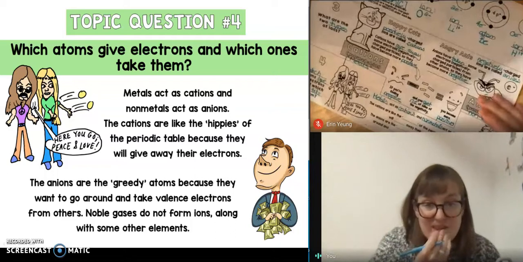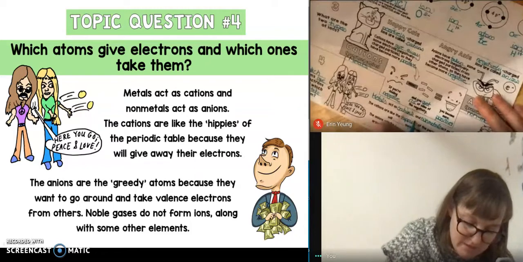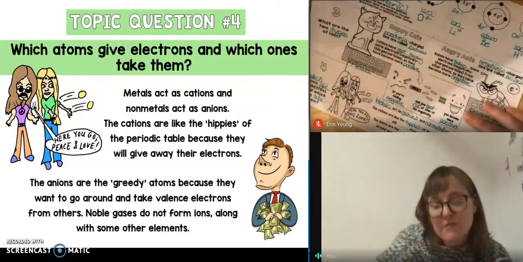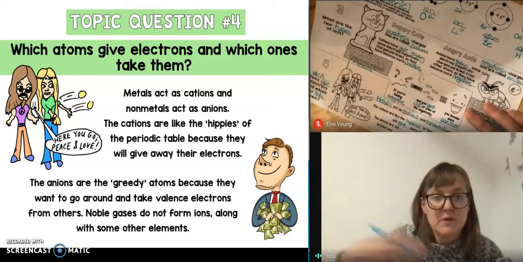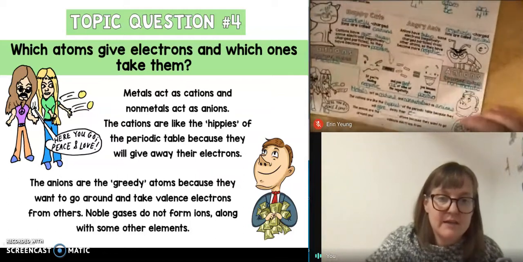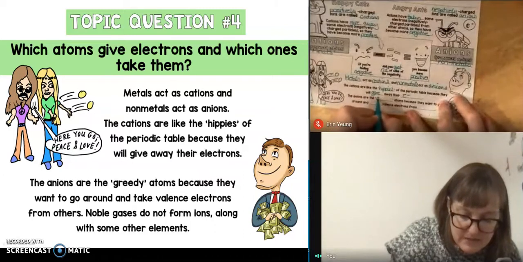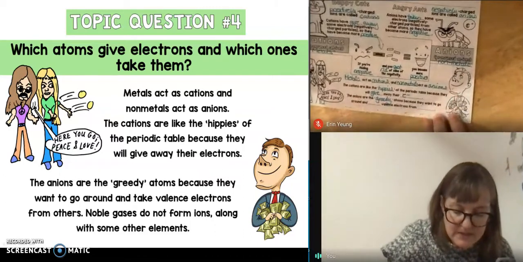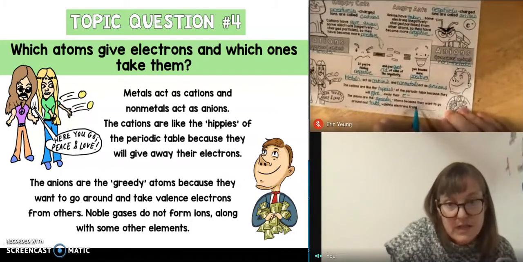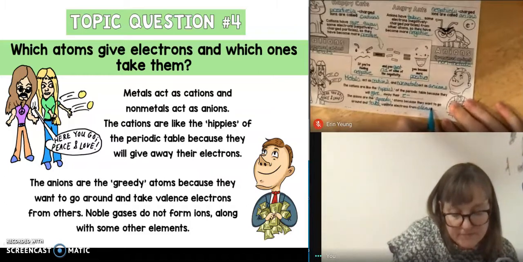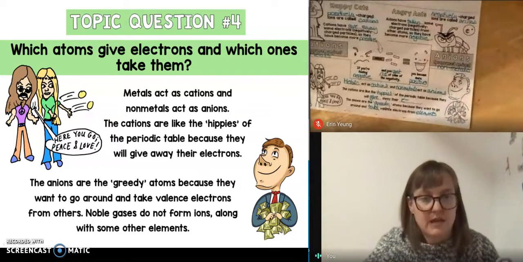So the cat ions here, they're like hippies on the periodic table because they're going to give away their electrons. Because they're giving away all the love. They're giving it away, giving it away, giving it away. And then the anions are greedy because they want to go around and take all the valence electrons they can from other elements. So they are definitely going to take in all that they can all the time.